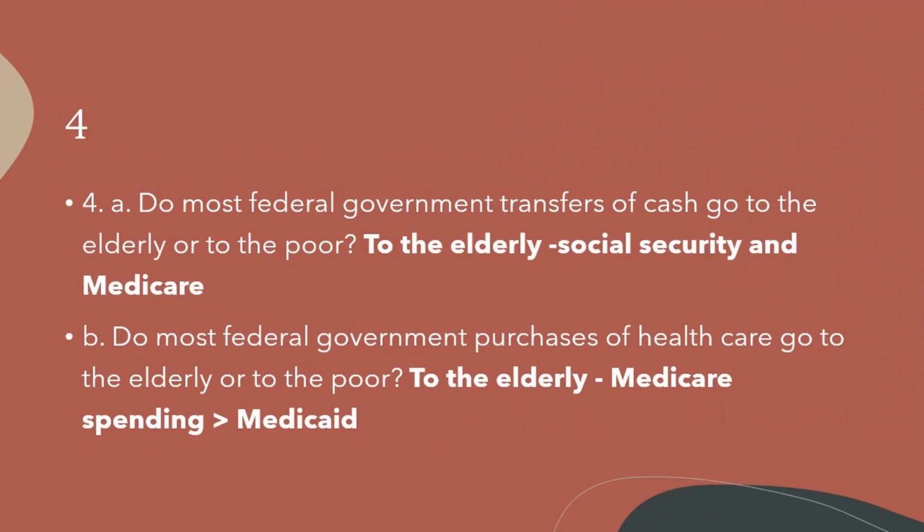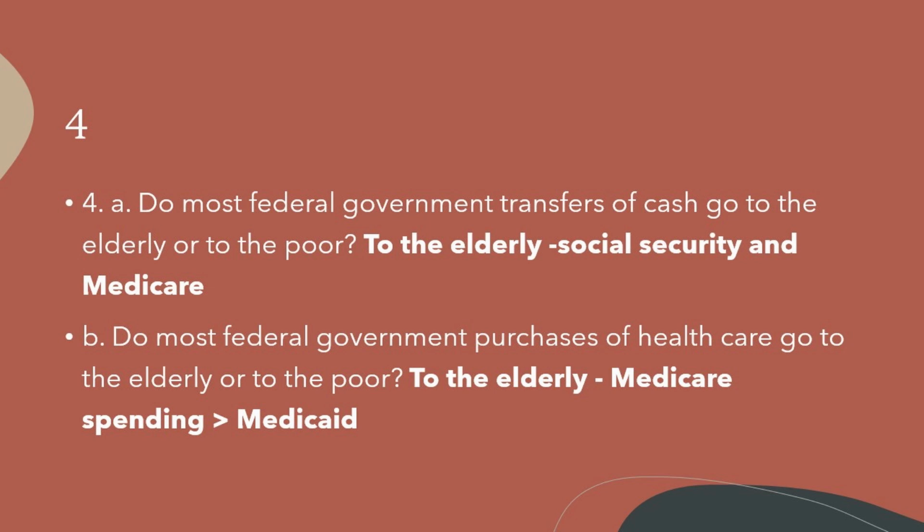Moving to question 4, most federal transfers of money go to the elderly, as Social Security and Medicare make up a huge portion of federal spending, while welfare, unemployment, and Medicaid, the funding associated with lower incomes, make up a significant but smaller portion. And for Part B, the majority of healthcare spending also goes to the elderly, as Medicare applies primarily to elderly people and makes up a bigger portion of the federal budget than Medicaid, which goes primarily to lower income people.